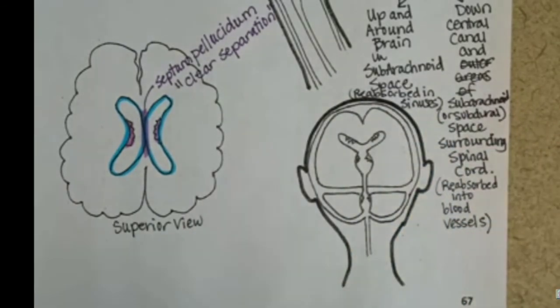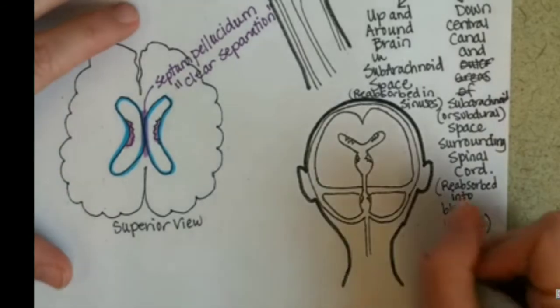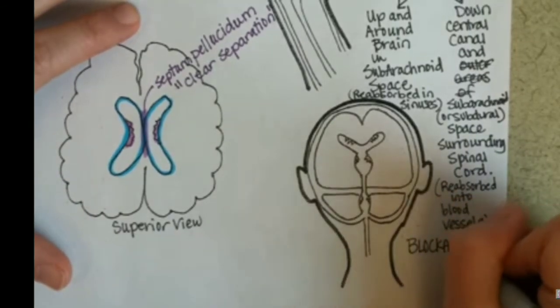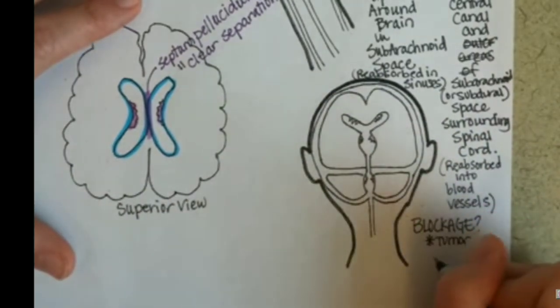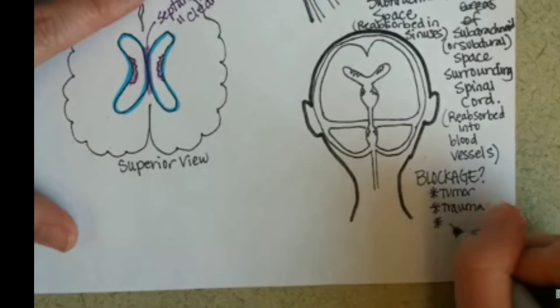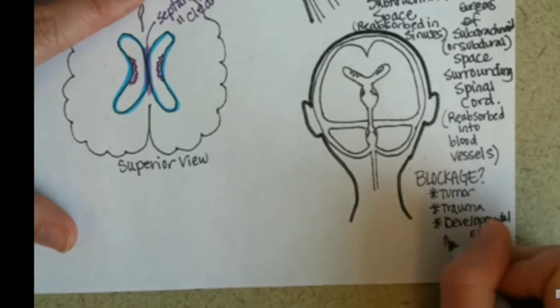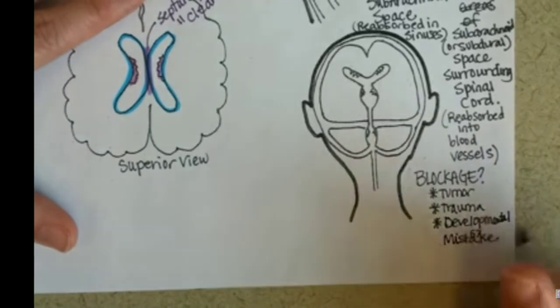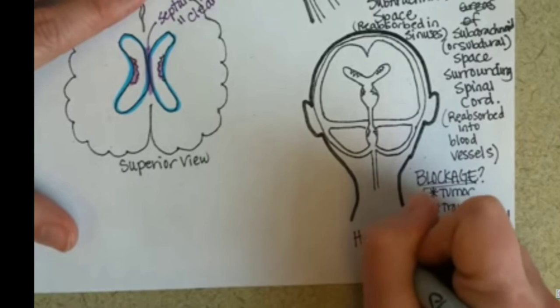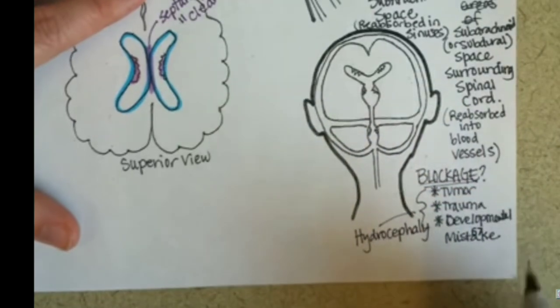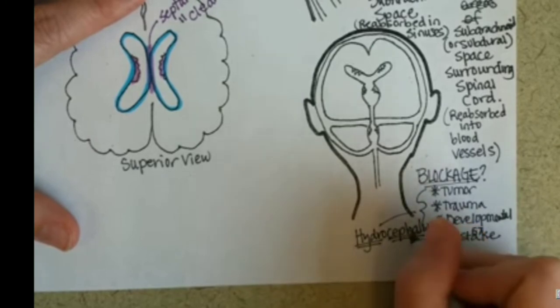So one way or another it has to get reabsorbed, because if it doesn't get reabsorbed, then hydrocephaly can occur. So if there's a blockage, which could be caused by a tumor or trauma, or it could just be, like in the case of a baby, a congenital or a developmental mistake. So any of those reasons, then hydrocephaly can occur. You can see right in the name, hydro means water. Cephaly means head. It's like water on the head.